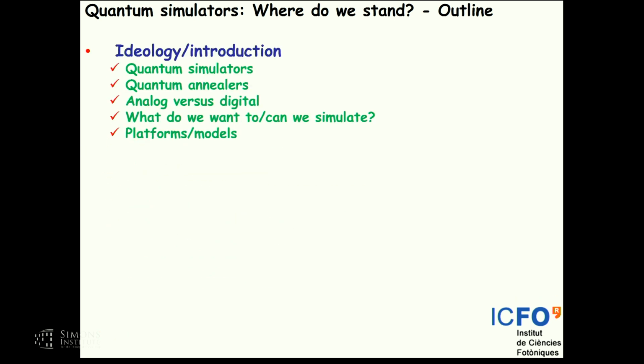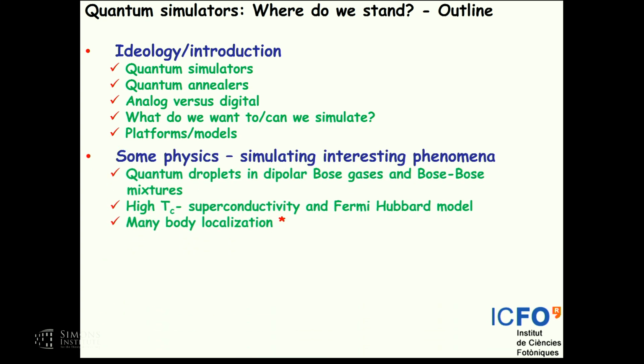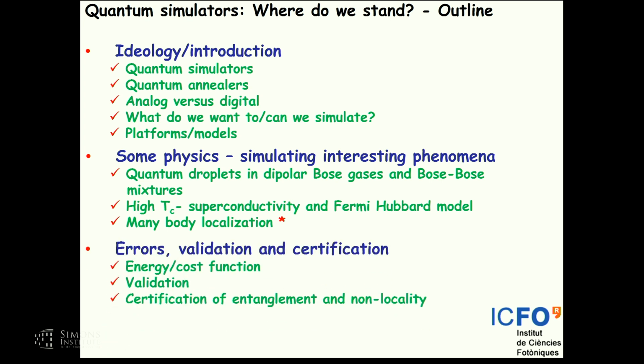So the outline is I will start with some kind of ideology, very trivial, but still, since this is not a physics conference, I found it appropriate to say a little about it. I will talk about what quantum simulators and annealers are. I will talk a little about analog versus digital. What do we want to simulate? I will then give you some examples of simulations of interesting physical phenomena. Only two, probably, because there is no time. And then the second part will be about errors, validation, and certification. So in a sense, analogous to what Jens was presenting, but I hope it will be less controversial. I will not talk about this, but I will be here till Friday, so if anybody wants to discuss this subject, actually, I understand it will be discussed in this workshop anyway.